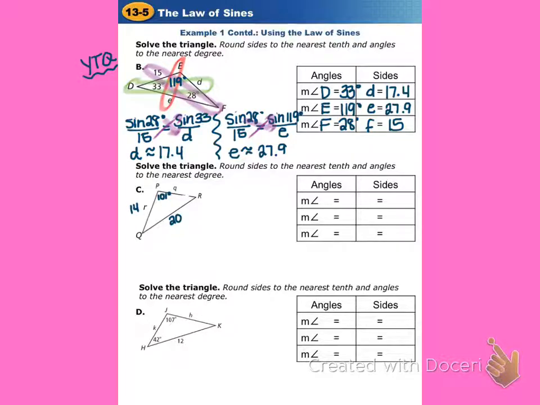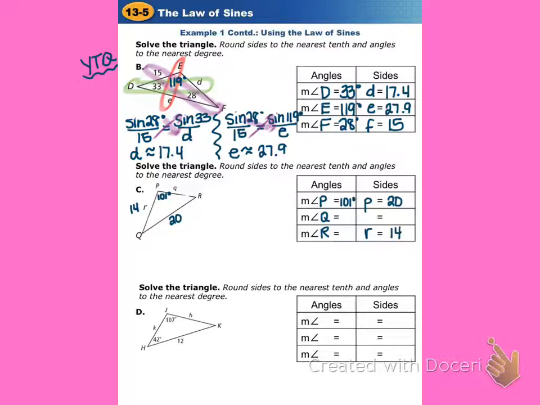So let's go ahead and list the things that we know in our table. We know angle P, it's 101. We've got to find angle Q, and we've got to find angle R. And we know side P because it was given to us. And we also know side R because it was also given to us as 14.